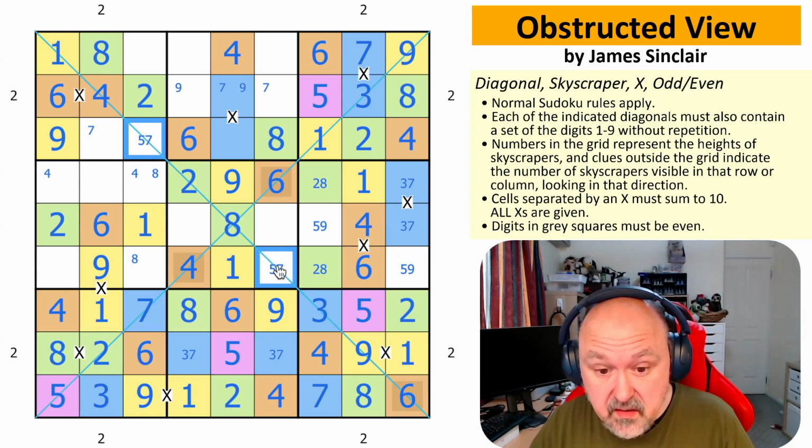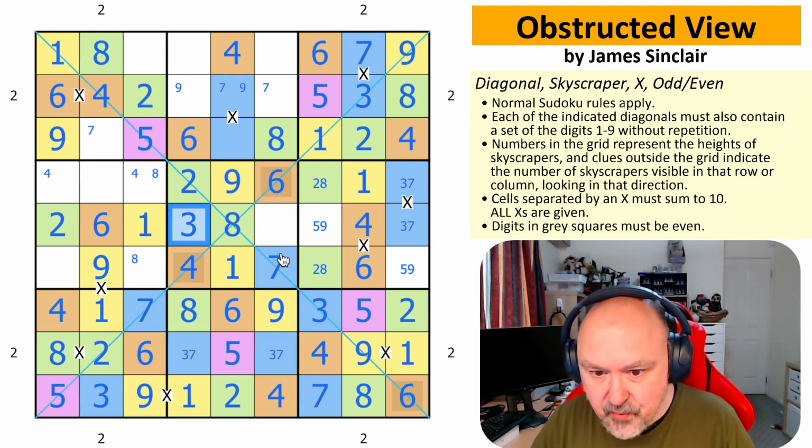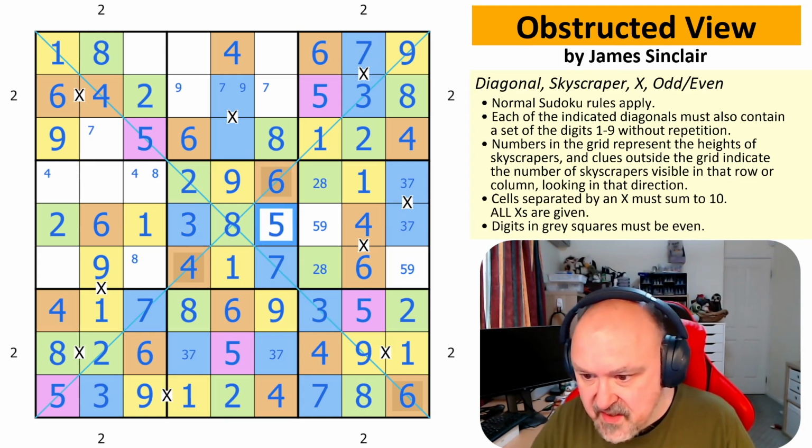Really? But this one can't be 7. That's the 5. That's the 7. So this becomes purple and this becomes blue. And that means that can't be the 3 because I would need an X. This is 3, which is blue. This becomes 5, which is purple.